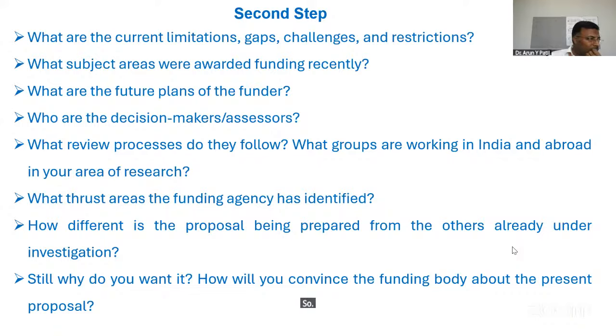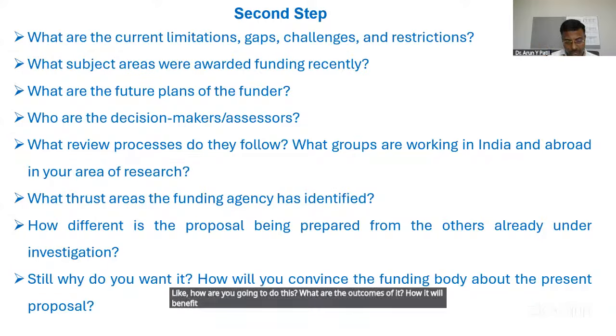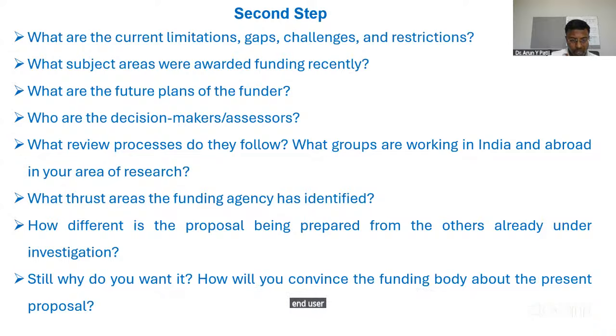You will probably not be able to interact physically or face to face with any of the reviewers. So your writing itself should talk that language and communicate such that they are able to give you the approval. It should be with justification, with full proof. Like, how are you going to do this? What are the outcomes of it? How will it benefit the end user? All these things should be crystal clear.